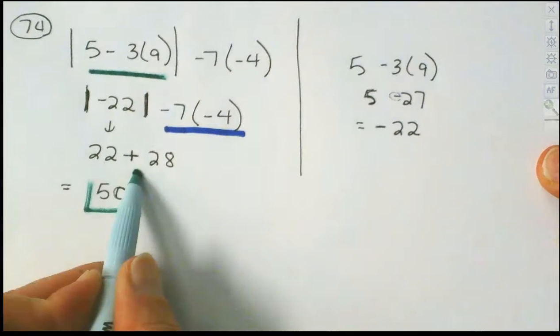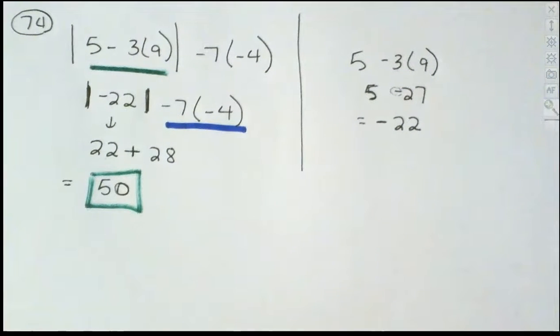Quite a bit easier since there's no fractions with these. So that was 74. Let's look now at a couple of these. Let's look now at 79.